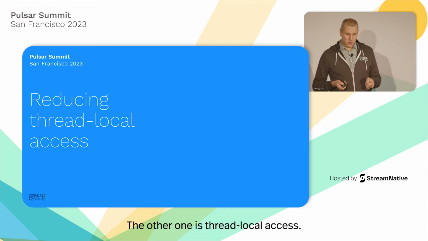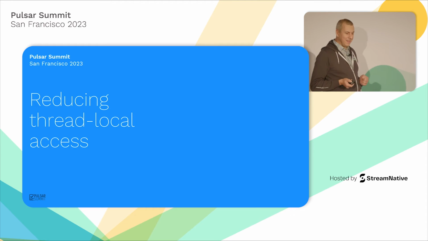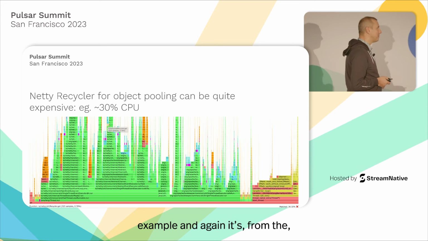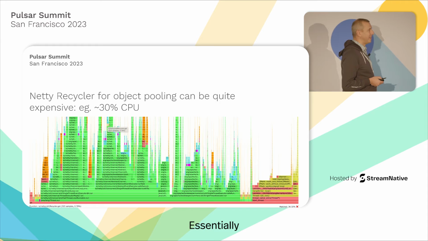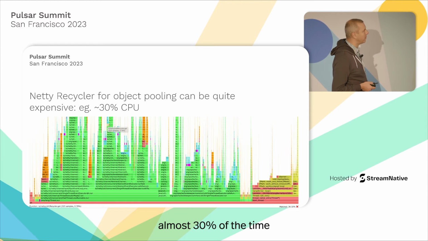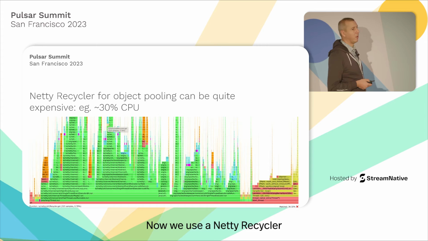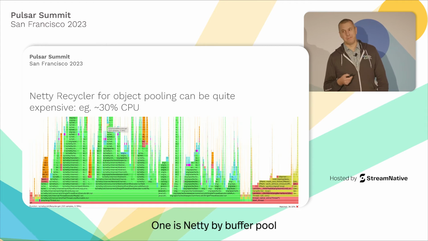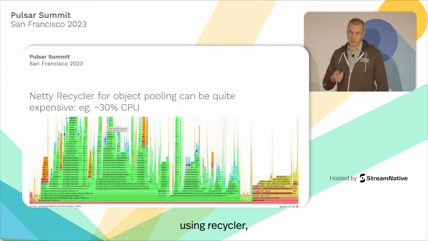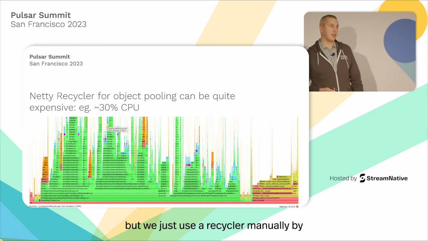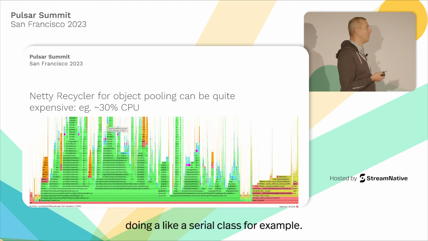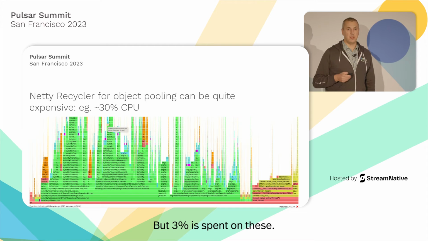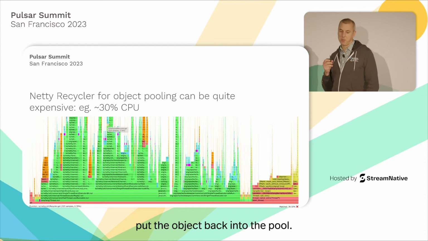Another one is thread local access. This is one example, again from the flame graph. Essentially here, almost 30% of the time was spent in Netty Recycler. Now we use Netty Recycler for a bunch of things. One is the Netty byte buffer pool using Recycler, but we also use Recycler manually by doing thread local access, for example. But 30% is spent on this: get an object from the pool, put the object back in the pool.